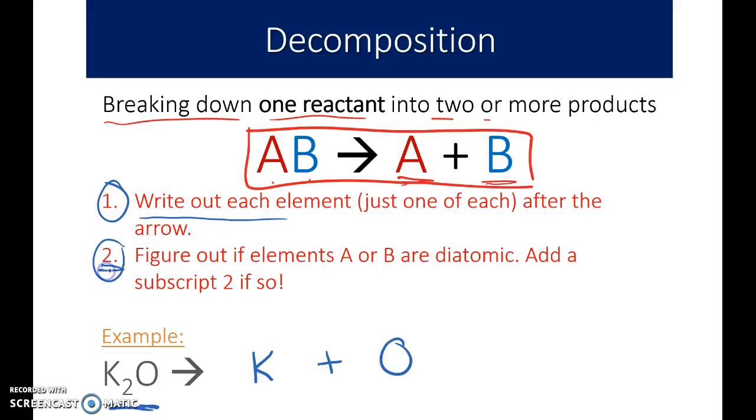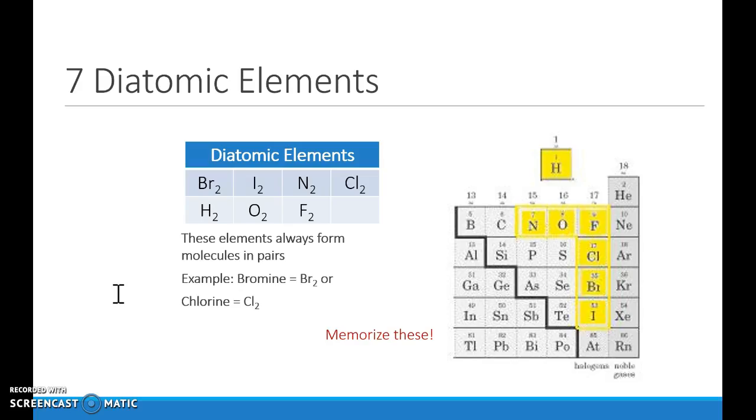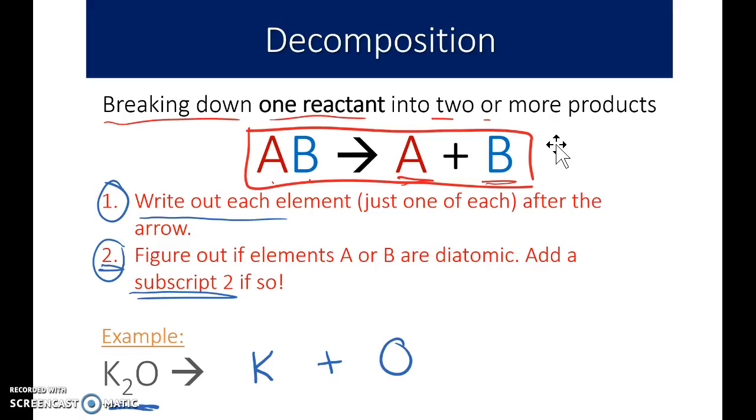And then my second step, I need to figure out if elements A or B are diatomic. And if so, I need to add a subscript 2. As a reminder, here are our 7 diatomic elements. These need to be memorized. It helps that they form a 7 on the periodic table with the addition of hydrogen. So looking back at our example, oxygen is a diatomic element, therefore we need the subscript 2 afterwards. So that is the correct products for this reaction.